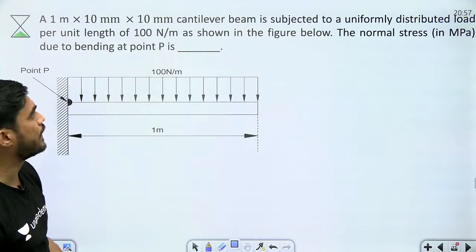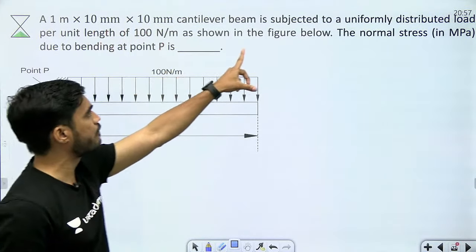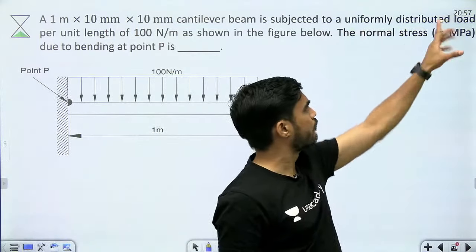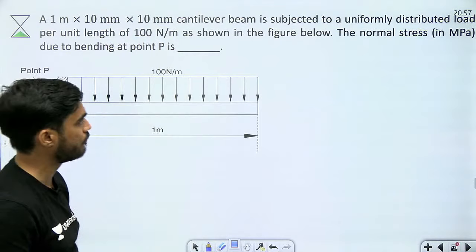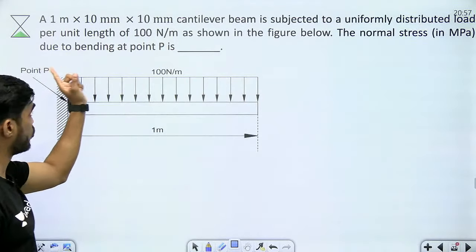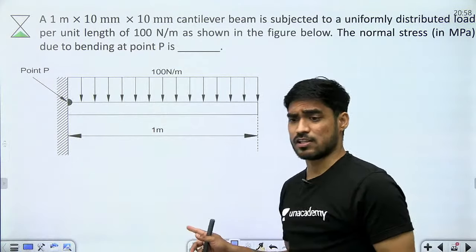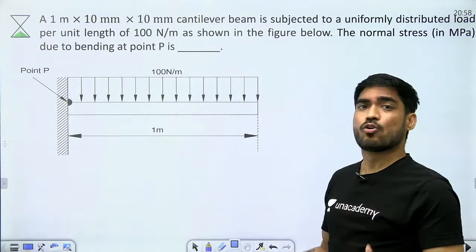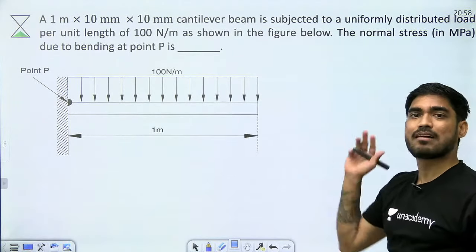Now this is also a GATE question. A 1 meter into 10 mm into 10 mm cantilever beam is subjected to a uniformly distributed load per unit length of 100 Newton per meter as shown in the figure. The normal stress due to bending at P is. Now beta, understand: in this question also they have given us the loading condition, and we have to find sigma.